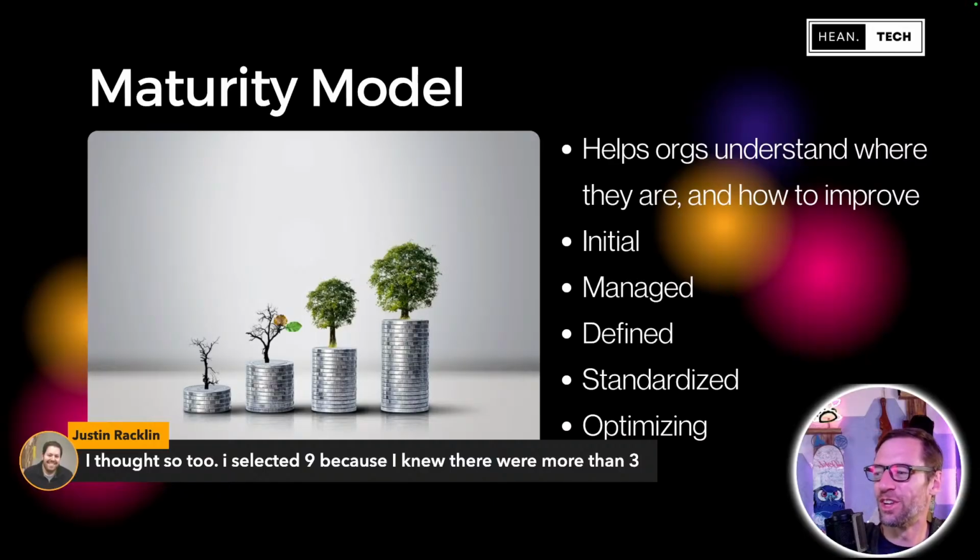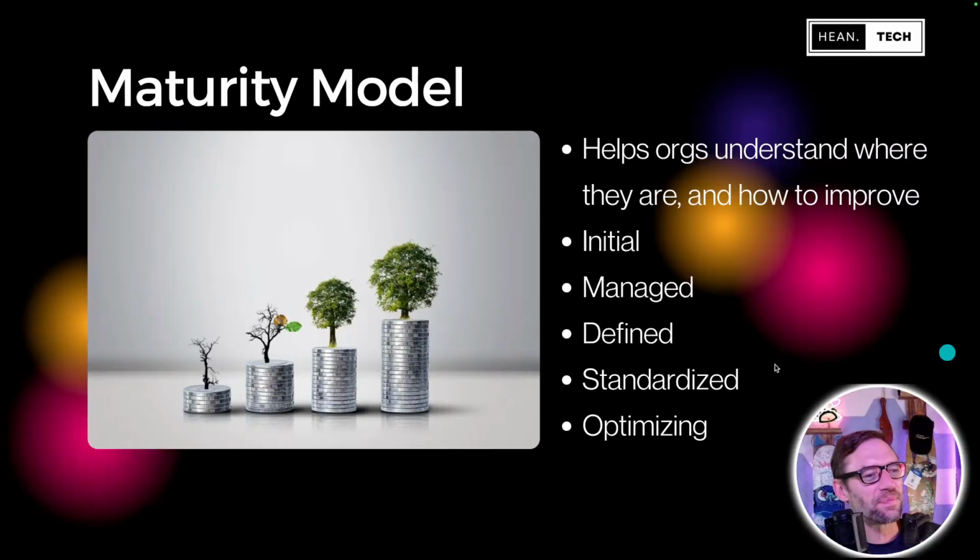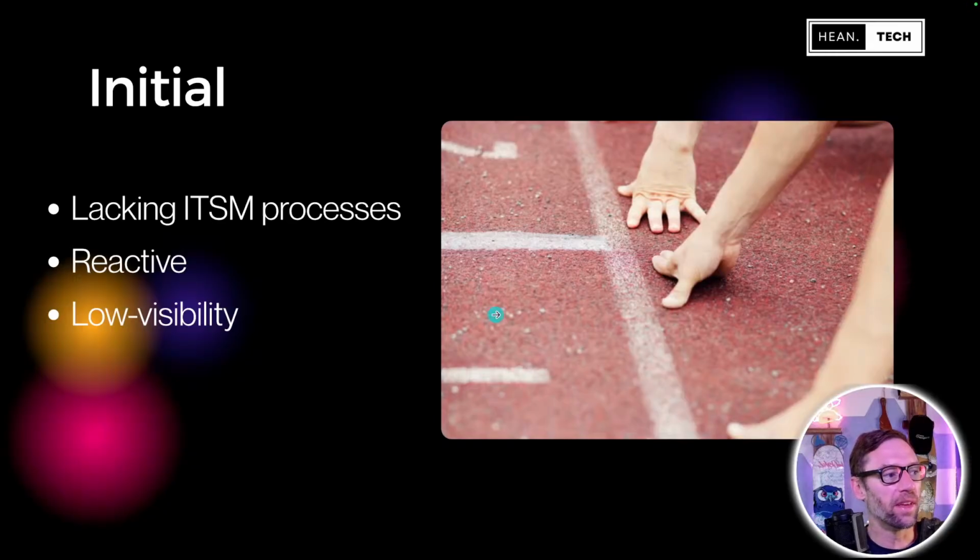Justin thought the answer wasn't there either. Love it. So these 5 steps are initial, managed, defined, standardized, and optimizing. Knowing where you are in here can help explain why things might be happening in your organization, or what steps need to happen to improve things.